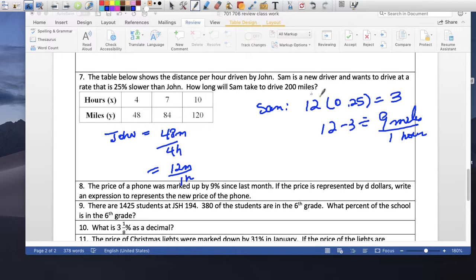And if he wants to drive 200 miles, how long will it take? Well, 200 miles times 9 miles per hour equals... It's going to take him 1 hour for 9 miles, 2 hours would be 18 miles, etc. So if we multiply 200 times 9, it's going to take him a long time. 1,800 miles? Really? What? Hang on a second. I need to put this into 200 miles.